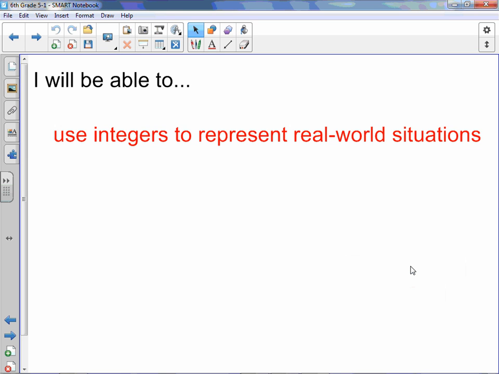Chapter 5, Lesson 1, Integers and Graphing. You will be able to use integers to represent real-world situations.